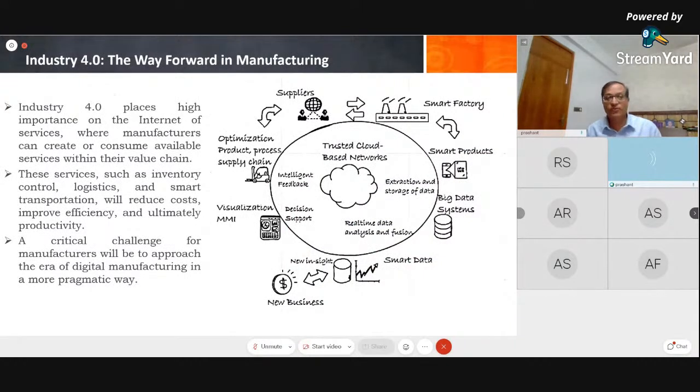So if you look at Industry 4.0, it is the center of so many other things. We have services such as inventory control, logistics, smart transport. They are all there to reduce the cost and improve efficiency. Right? But as you see, we have suppliers here, and then the entire supply chain has to be optimized. And then some smart data, new business, big data systems. We talk about everything, but the central core of everything is this Industry 4.0.